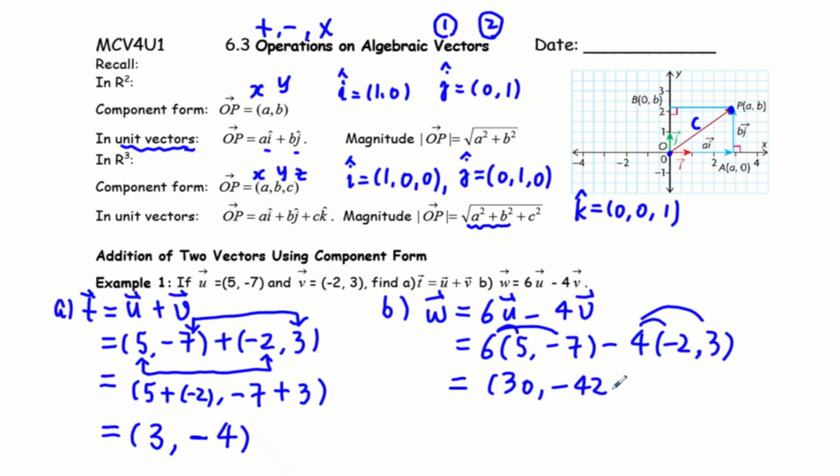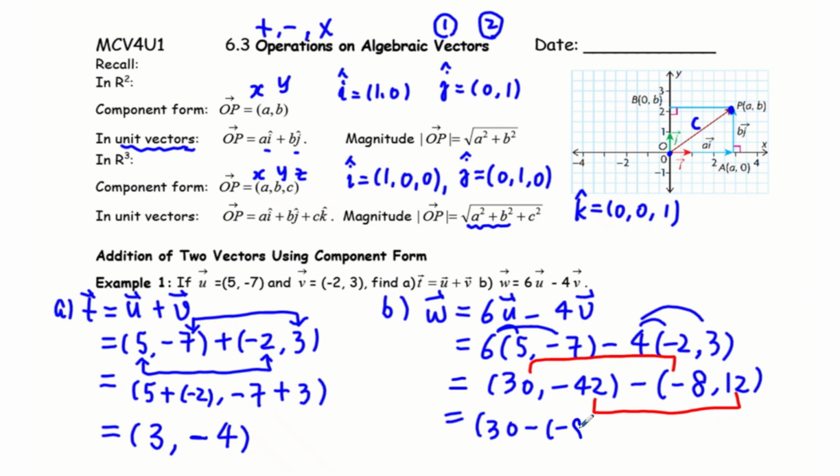-42, then minus, 4 times -2 is -8, 4 times 3 is 12. Then continue, adding and subtracting correspondingly, so the x direction with the x direction, and the y direction with the y direction. And be careful, this time it is 30 minus -8.